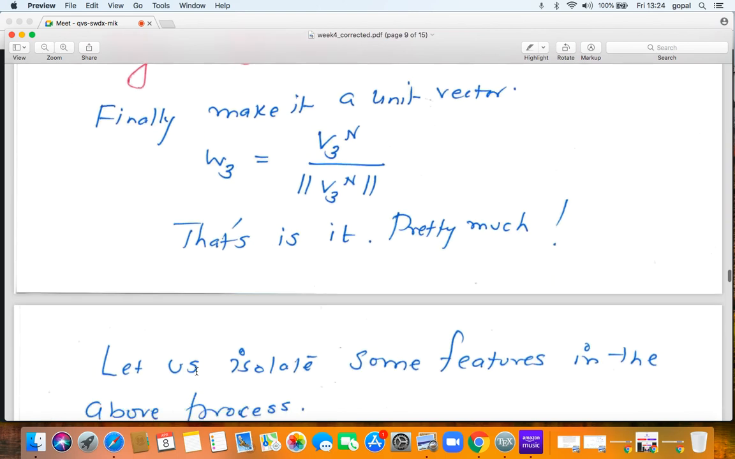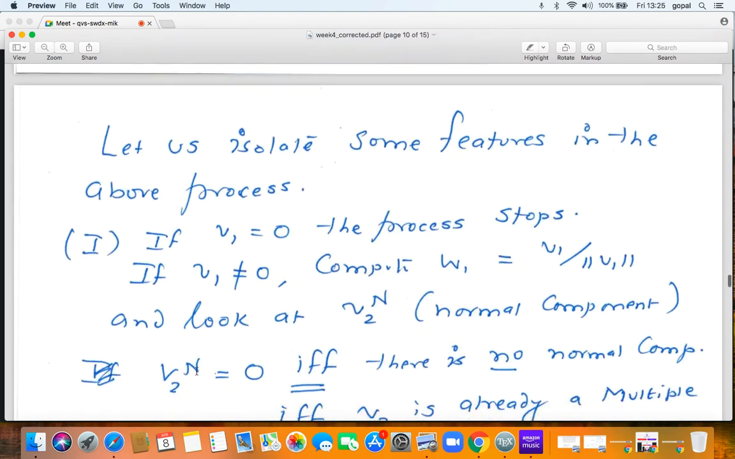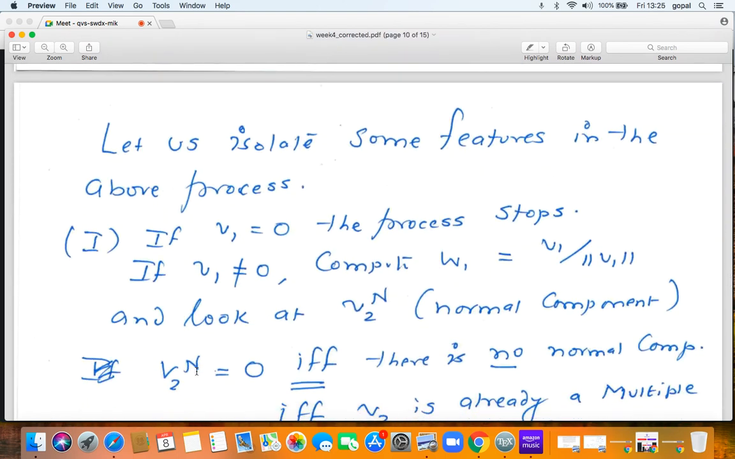Now let us isolate some features in this above process. First of all, if v1 is 0, the process straight away stops. I can't even continue.